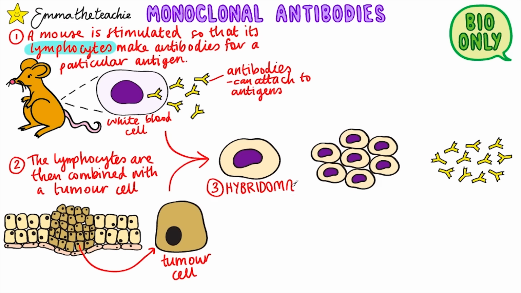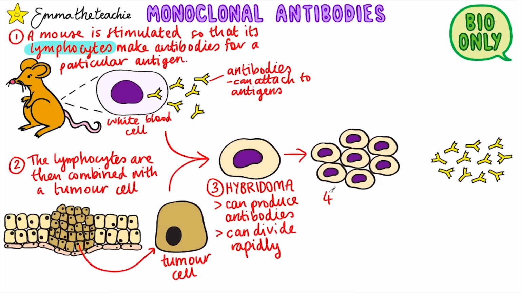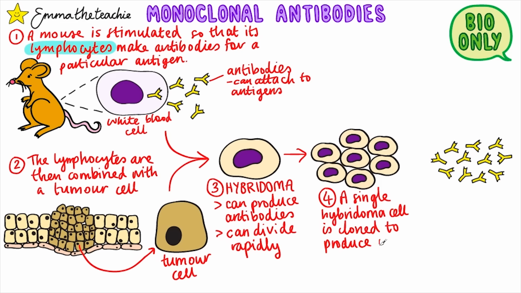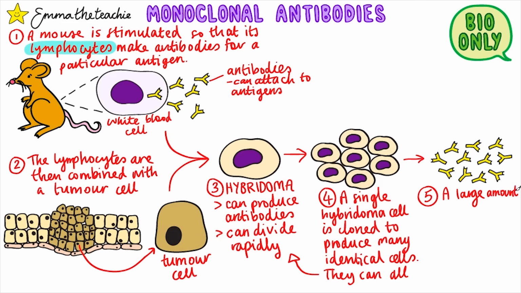Hybridoma cells have the properties of both cell types. It can produce antibodies like a lymphocyte, and it can divide rapidly like a tumour cell. Single hybridoma cells are then cloned to produce many identical cells. These can all divide rapidly to produce the same antibody. A large amount of the monoclonal antibodies can then be collected and purified for use.